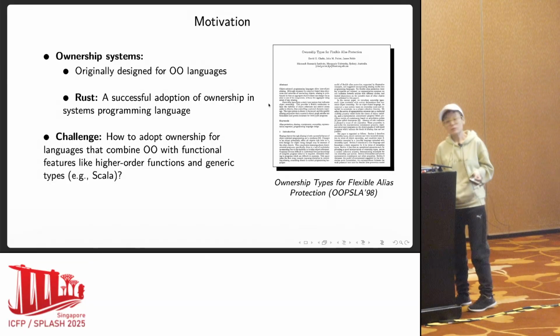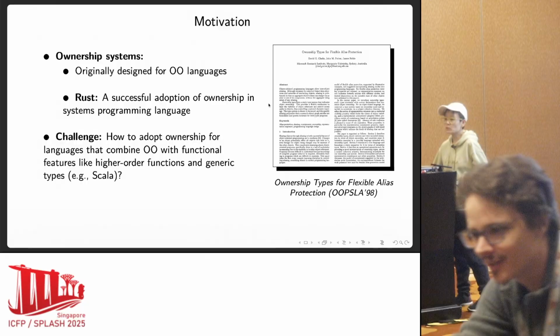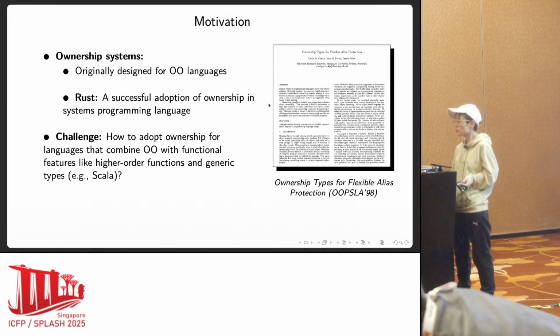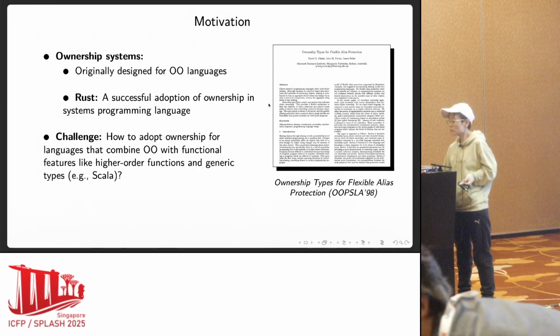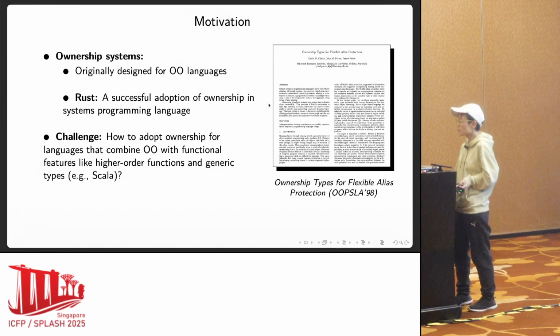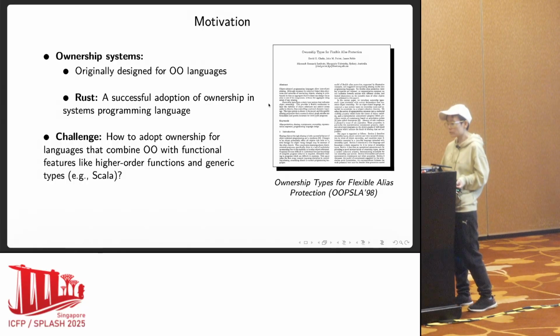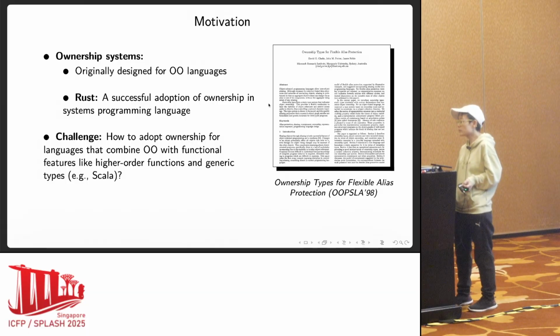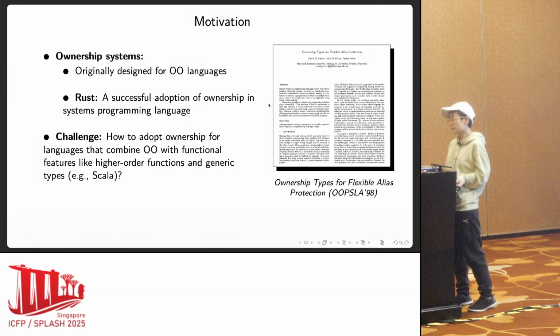As we all know, ownership systems track resources, especially memory resources. After two decades of research on ownership type systems, Rust finally made a successful adoption of ownership in systems programming languages. So now the challenge is how to adopt ownership for languages that combine object-oriented features and higher-order functions, for a language like Scala.